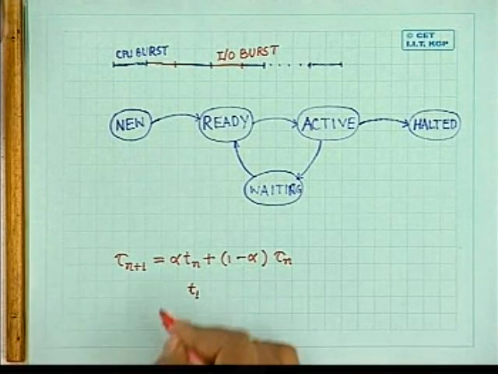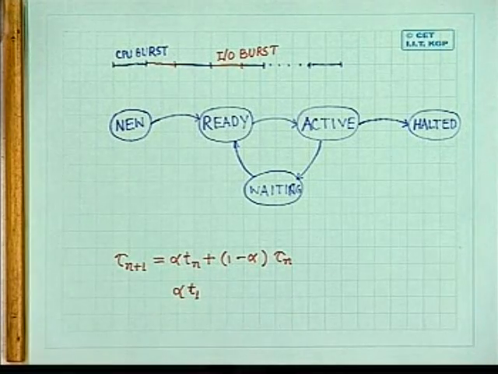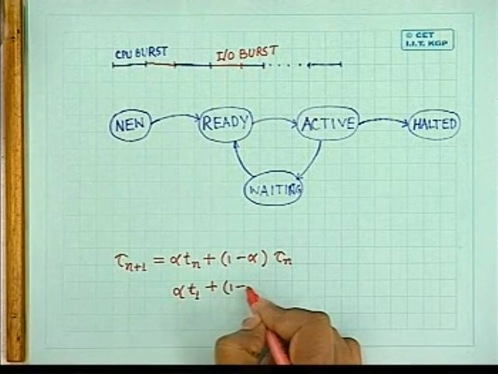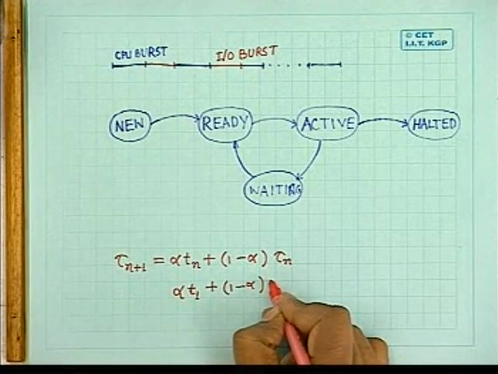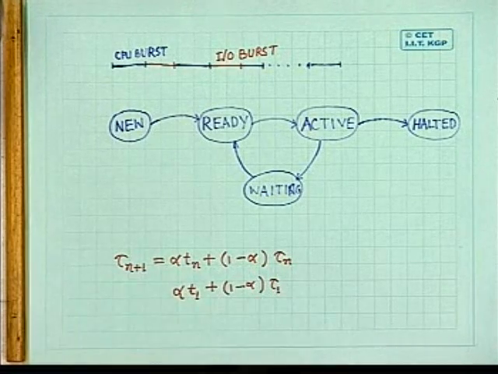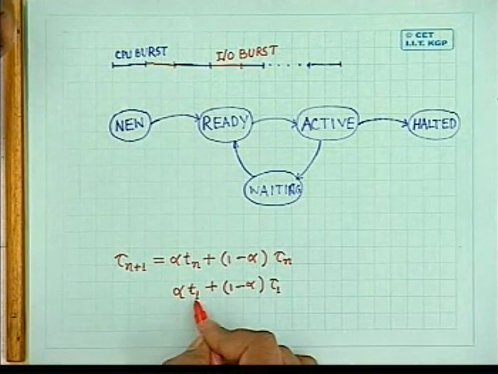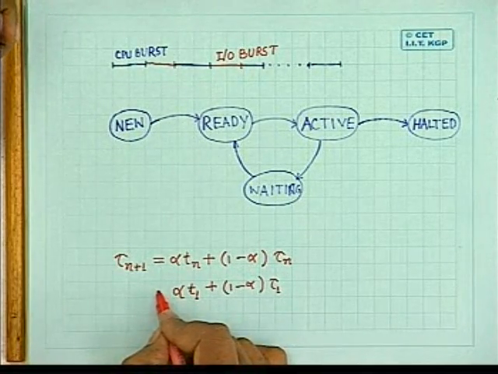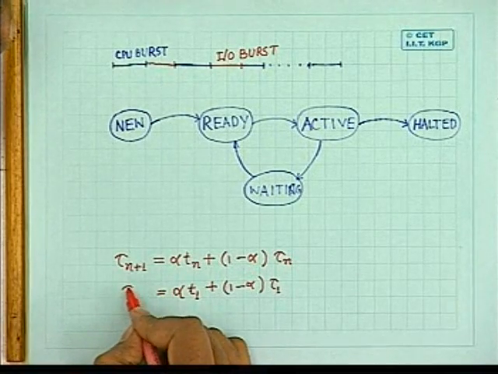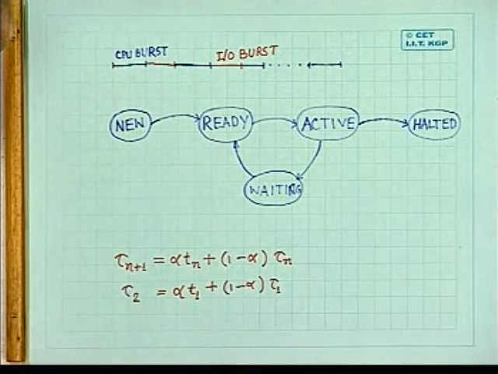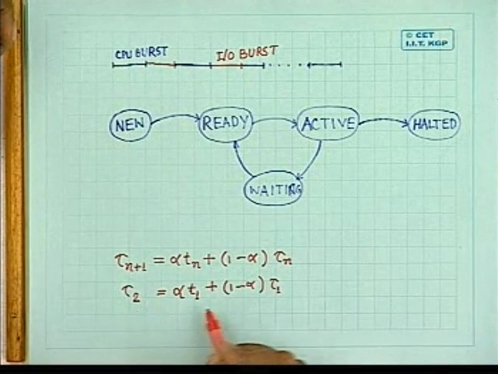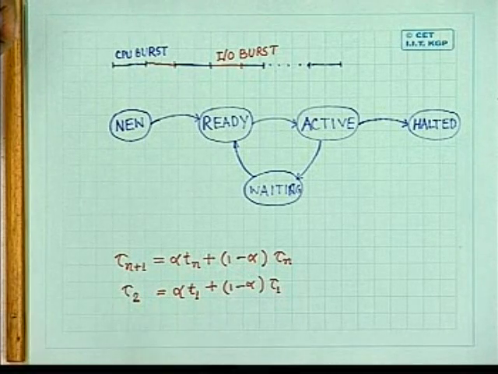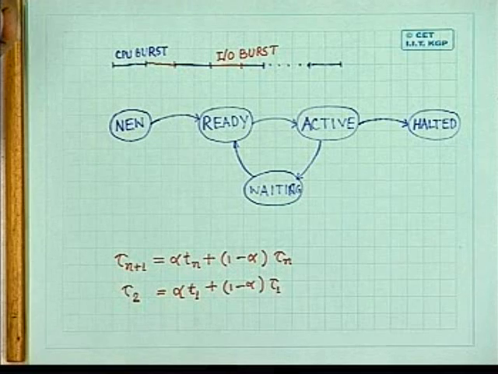Weight that by alpha, and 1 minus alpha times, now I have to know what is tau 1, but tau 1 I don't know, because this is the first CPU burst, which is T1. So tau 1 is unknown. And using this, I am predicting the second CPU burst duration of the job. So I am predicting tau 2 from T1 and tau 1, of which I know T1 because the first time the job is to be executed on first come first serve basis.